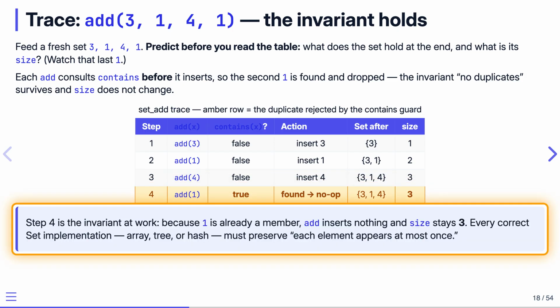That last step is the invariant doing its job. Because 1 was already a member, add inserted nothing and the size did not move. Every correct set, whether array, tree, or hash, must keep this promise. Each element appears at most once.